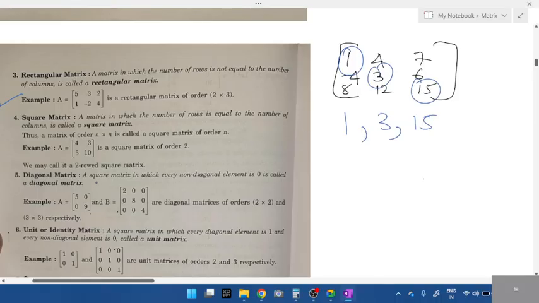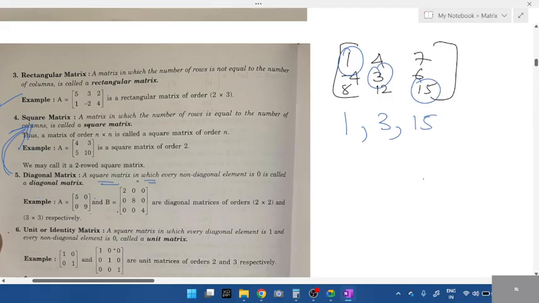See, in a diagonal matrix, a square matrix in which... what do you mean by square matrix? Read what is a square matrix. The number of rows should be equal to the number of columns. So a diagonal element is possible in which one, students? Diagonal element is possible only for a square matrix. See here, 2 into 2, 3 into 3.